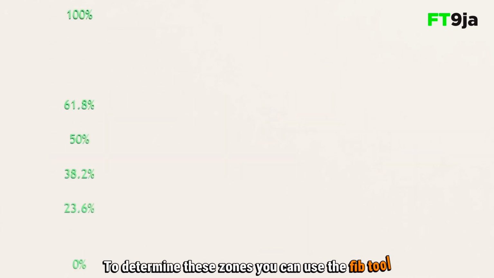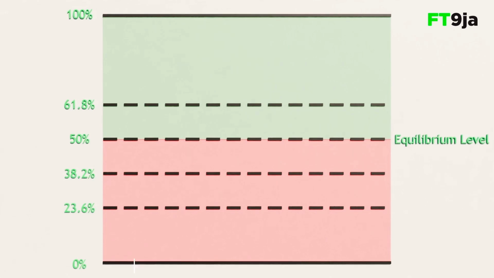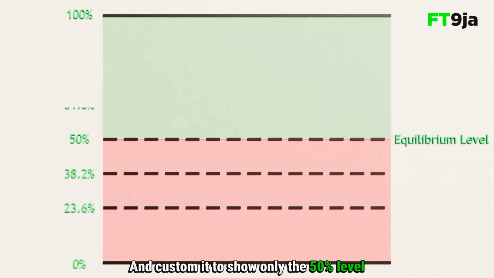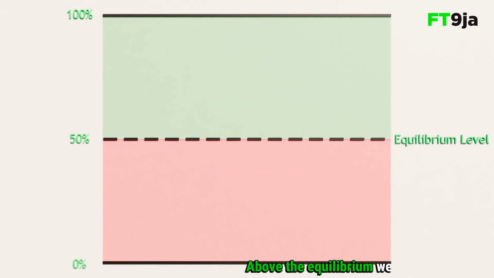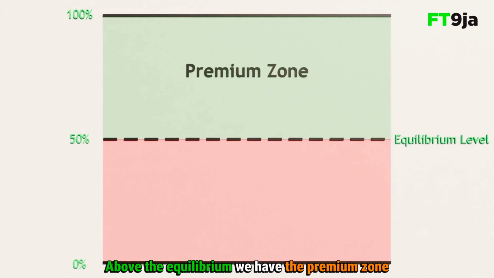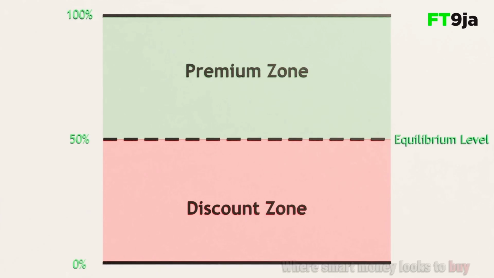To determine these zones, you can use the fib tool and customize it to show only the 50% level. Above the equilibrium, we have the premium zone where smart money looks to sell. Below the equilibrium, we have the discount zone where smart money looks to buy.